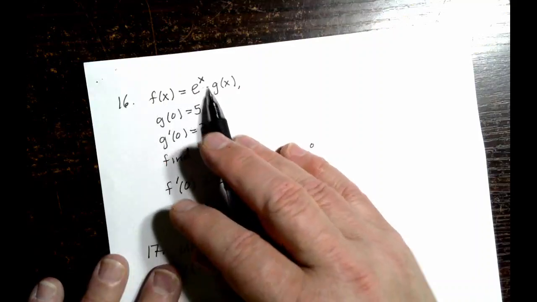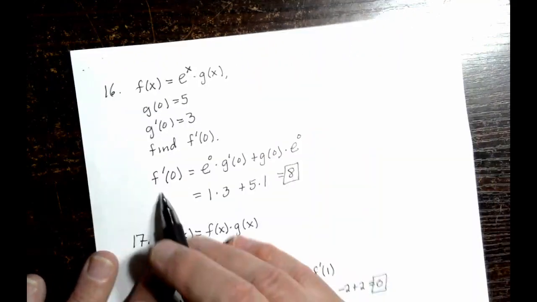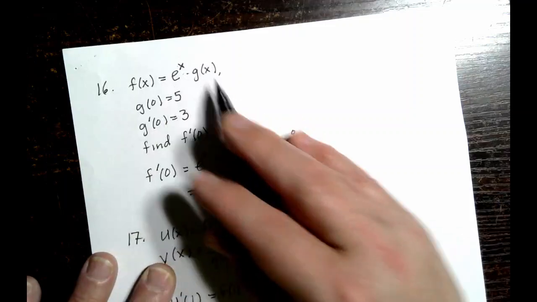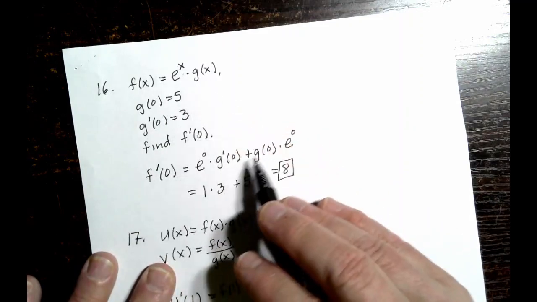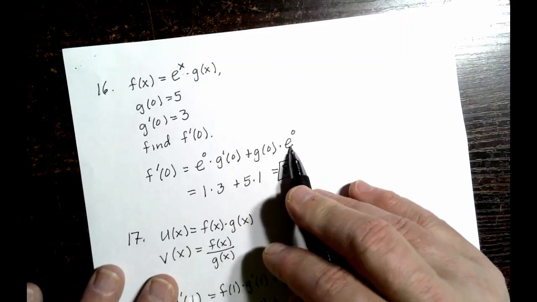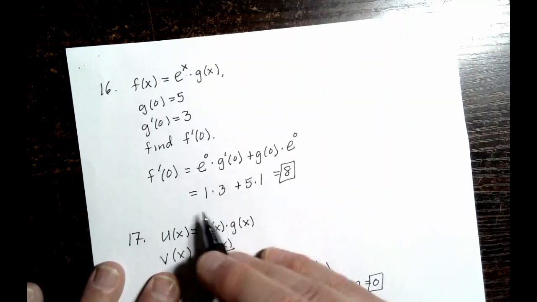f is e to the x times g of x, so what's f prime? f prime is the first guy times the derivative of the second, plus the second guy times the derivative of the first. And they ask you to plug in a 0 for x, and you get all these values here.